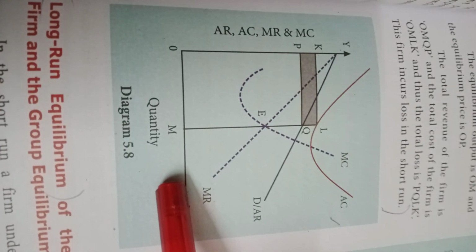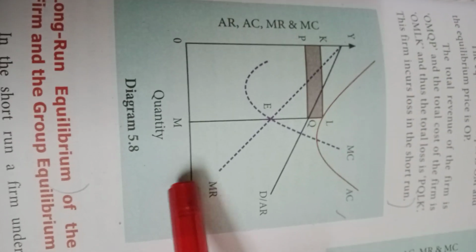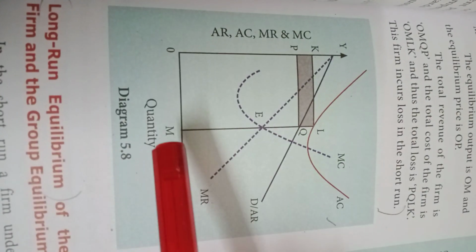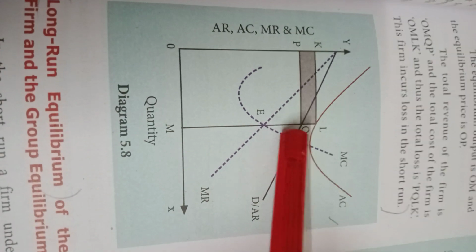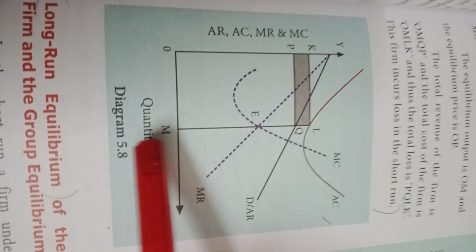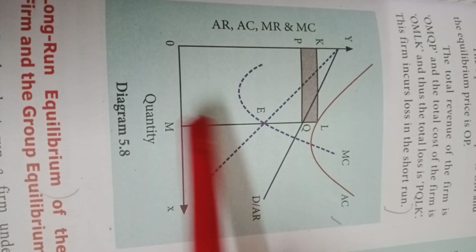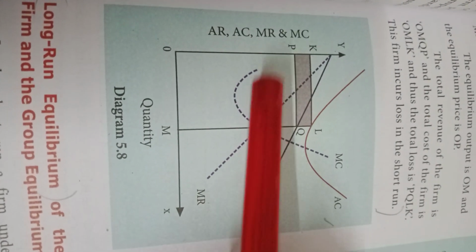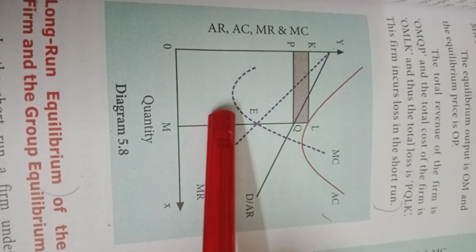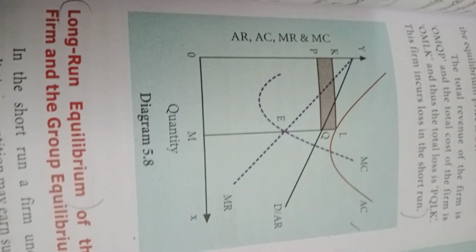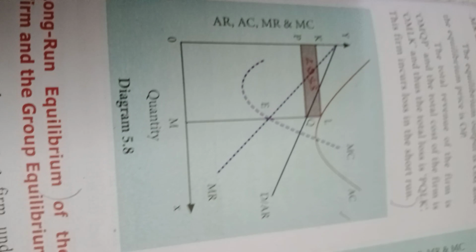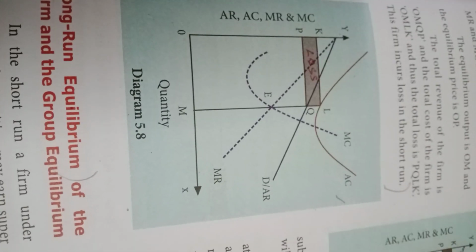Now, let us find the total revenue. Total revenue is nothing but price into quantity of output sold. Quantity of output sold is OM. Average revenue is MQ. When you multiply these both, length into breadth, you get the area of this rectangle, that is OMQP. Total cost minus total revenue, you get this portion which is nothing but the loss that is incurred. You can mark it as loss. This is the total amount of loss that is incurred by the firm under monopolistic competition during the short run.